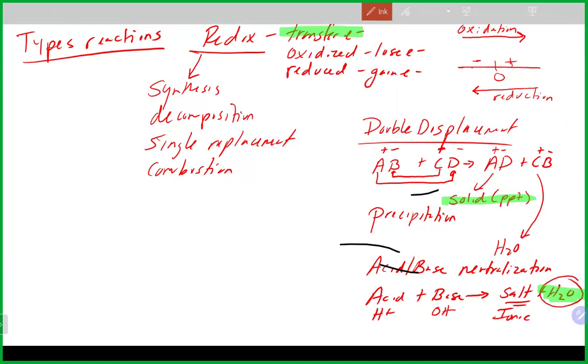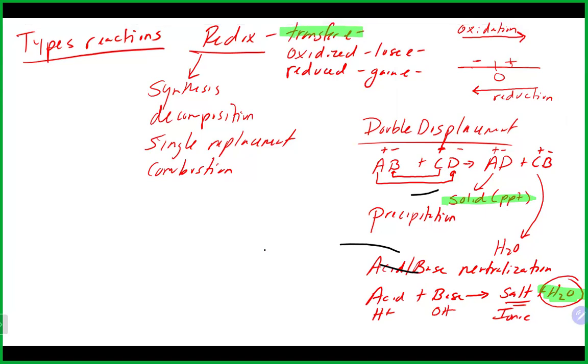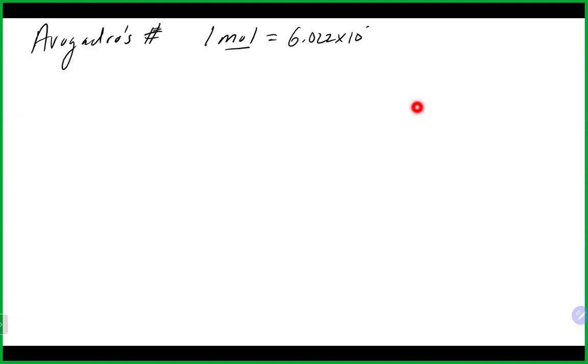We were talking about Avogadro's number. Remember, Avogadro's number is basically what 1 mole equals. And again, the abbreviation for mole is mol. And again, that is not molecules. And 1 mole of anything does equal 6.022 times 10 to the 23.